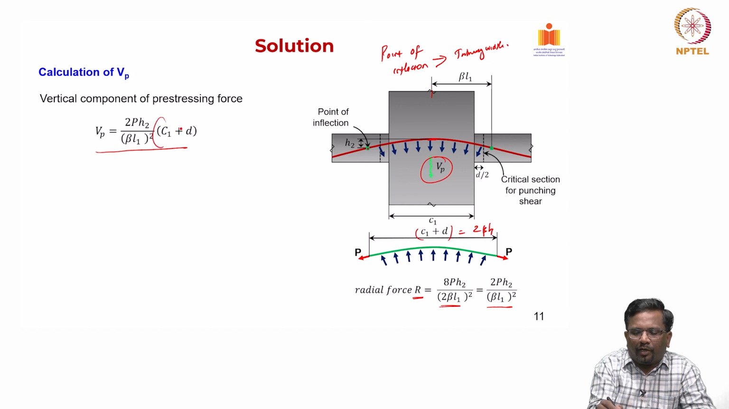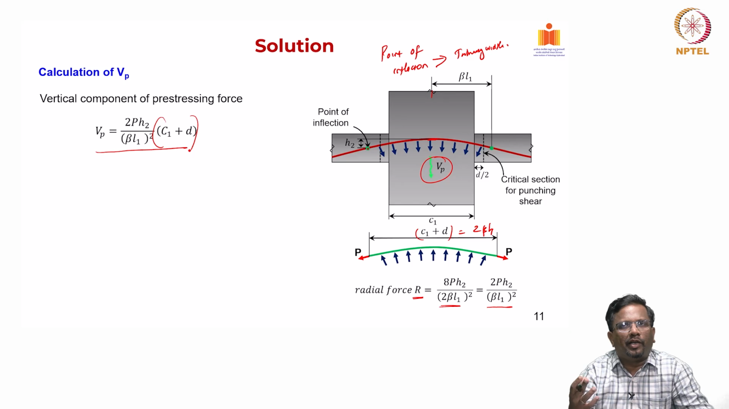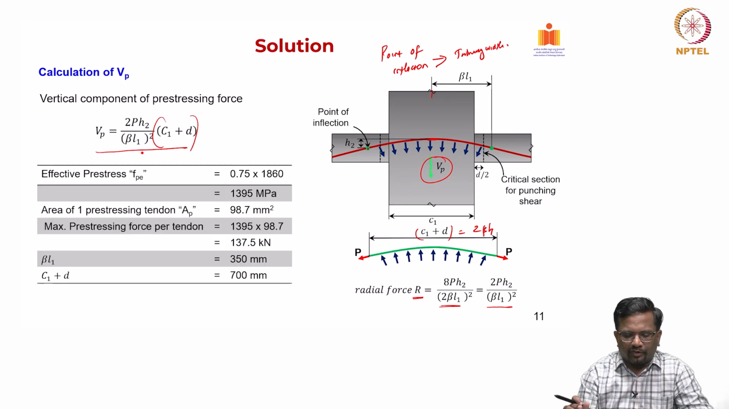Now, when I multiply with the C1 plus D, then I am integrating. So, I get the entire VP. So, that is what we are doing. So, 2 PH2 by beta L1 the whole square is the vertical force per unit length. When I multiply that with C1 plus D, then I calculate the total vertical component of the pre-stressing force.